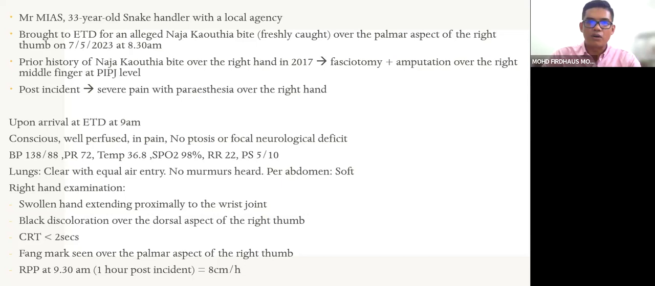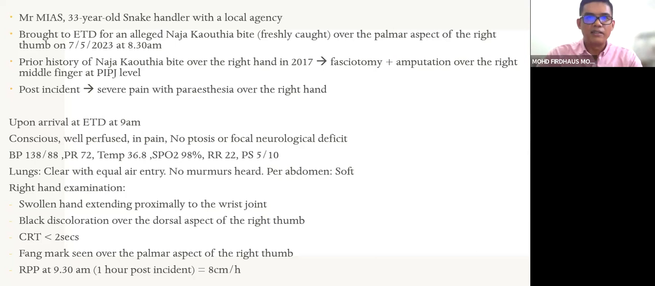Physical examination was unremarkable apart from the right hand, which was swollen, extending proximally to the wrist joint, and there was evidence of black discoloration over the dorsal aspect of the right thumb. However, the CRT of all fingers was still less than 2 seconds, and the fang mark was clearly seen over the palmar aspect of the right thumb. And at 9:30 a.m., exactly 1 hour post-incident, the rate of proximal progression was already 8 centimeters per hour.